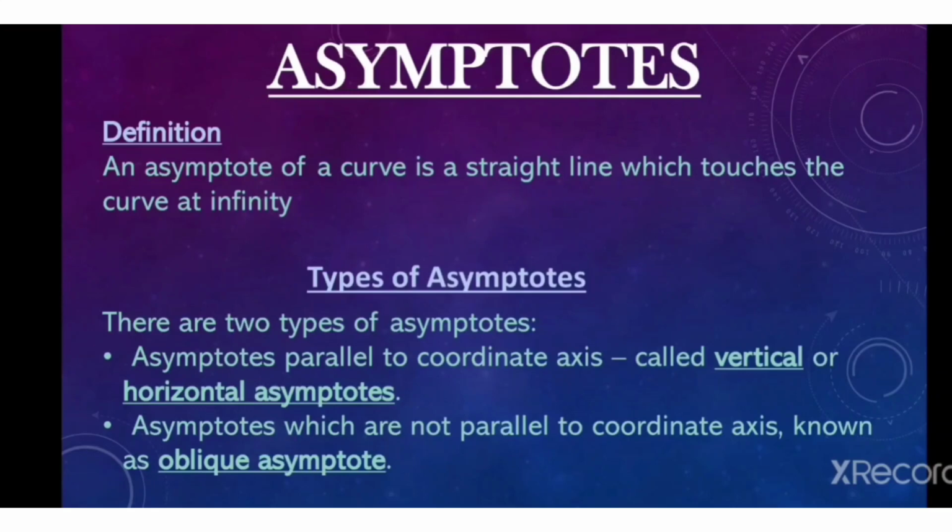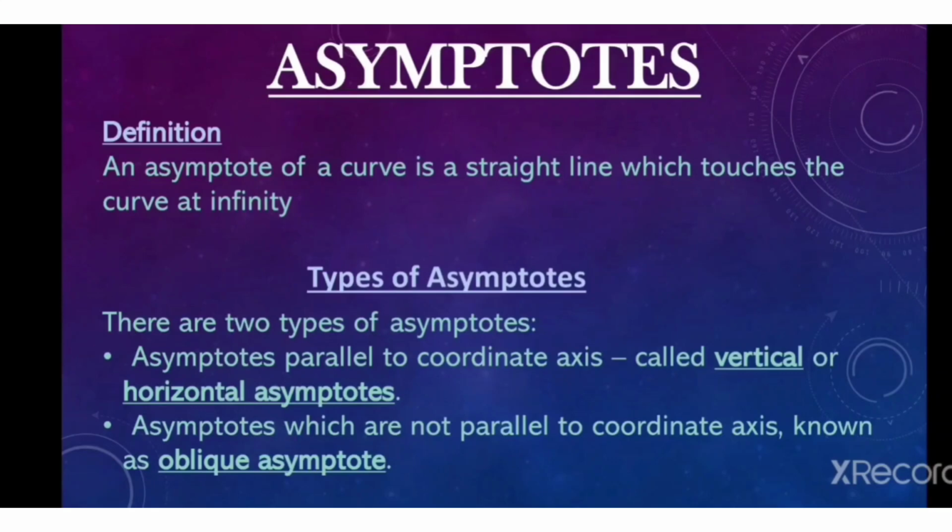An asymptote of a curve is a straight line which touches the curve at infinity, or we can say it is a line which is at a finite distance from the curve and meets the curve at infinity. That is, it is called tangent at infinity.